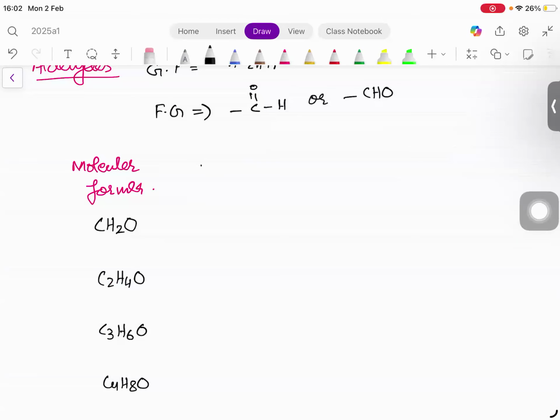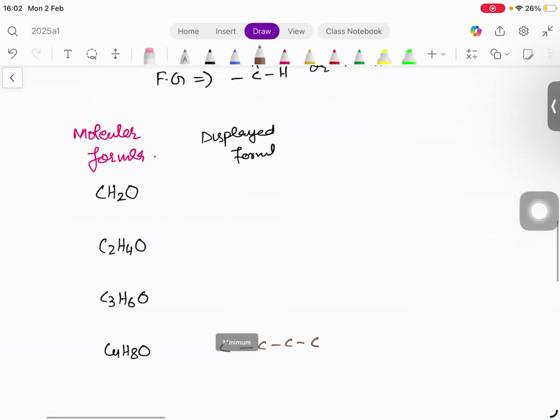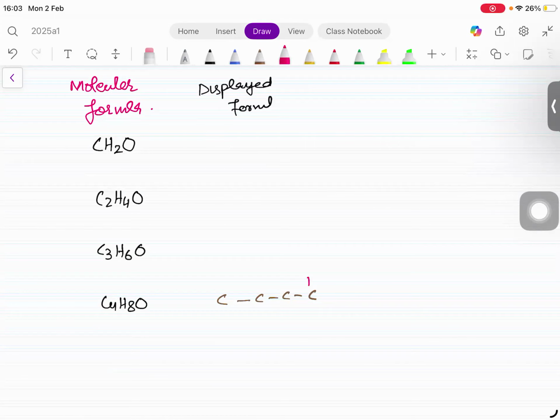Now, if I draw the displayed formula, please pay attention. For the displayed formula, we always have to make a long carbon chain. Look at this, please. 1, 2, 3, 4. Then we have to put in the functional group. The aldehyde functional group always comes at what? Terminal carbon. So I have to put C double bond O here and H on this side. Now fill up the hydrogens. How many bonds should each carbon have? 4.